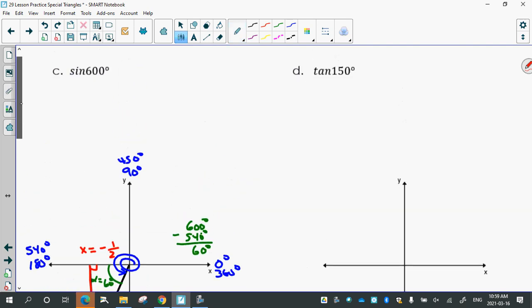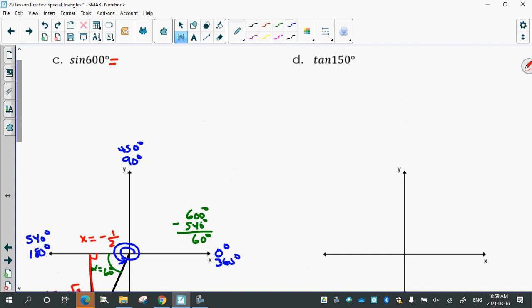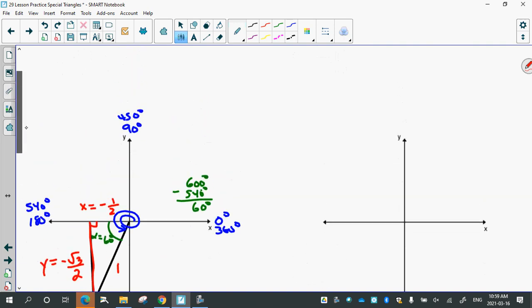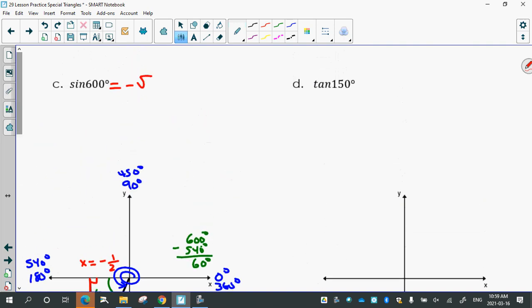So in this case, they ask for the sine. So that's the y value, which is negative root 3 over 2, divided by the r value, which is 1. Dividing by 1 doesn't change anything, so it should be negative root 3 over 2, and you can check it on your calculator. So try sine of 600, negative 0.8660. And then negative square root of 3 divided by 2, same decimal. Okay?